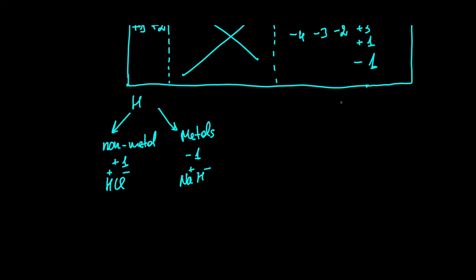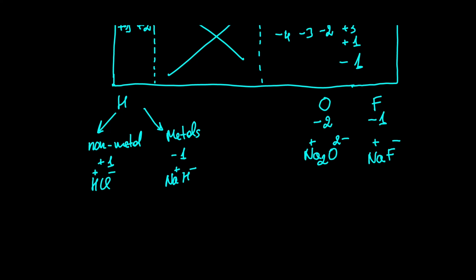Next exception is in the 6A group and it's oxygen. In every compound, oxygen is always -2. For example, in the compound named sodium oxide, sodium oxidation state is +1 and oxygen is -2. Last exception is fluorine in the 7A group and its oxidation state is always -1. In sodium fluoride, sodium is +1 and fluorine -1.